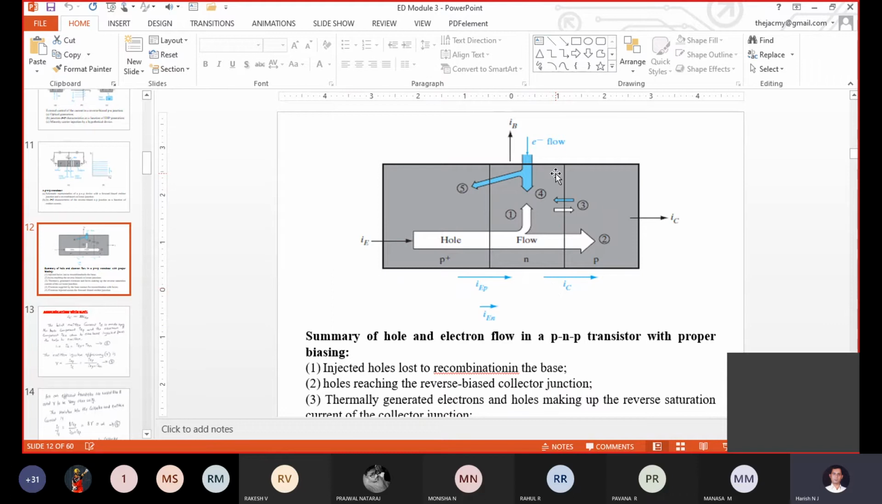And IC current, is it the reverse current or forward current when JC becomes reverse biased? When we are biasing a transistor into the active mode, JE becomes forward, JC becomes reverse. JC becomes reverse means the collector current is the forward current or the reverse current? It's a simple question. It is a reverse current. Yes, correct. It is the reverse current.